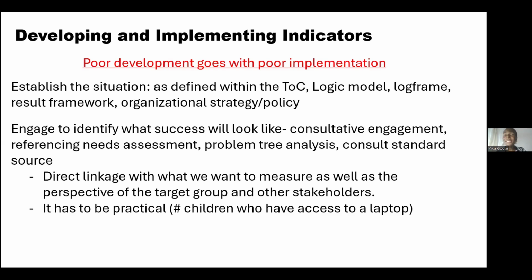So at the people level, at the community level, you may want to have some co-MEL or community-led MEL indicators established. At the programmatic or organizational level, those too can also be established. But everything comes down to having an established situation. What really is it that we want to call out as a success? Then based on that, you can now come out with key indicators that would help to address whether at the end of the day you are addressing or mitigating the problem that was identified from the needs assessment or not. And of course, you should be able to establish that there's a direct linkage with what you want to measure, as well as the perspective of the target group and other stakeholders. And it has to be practical.